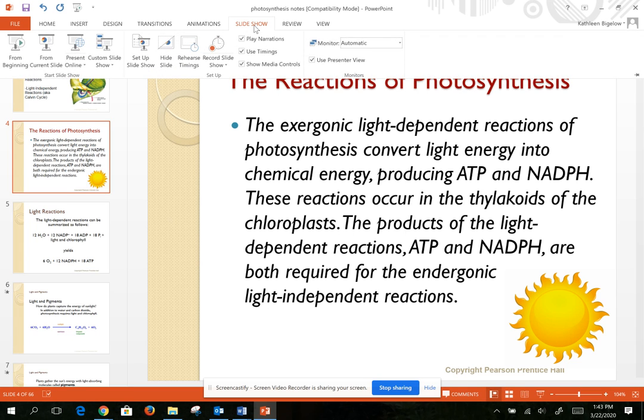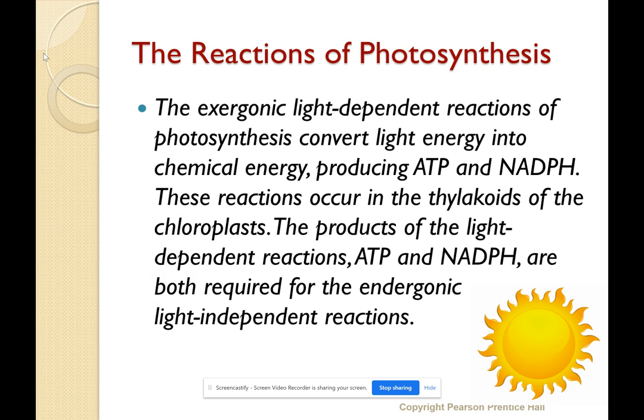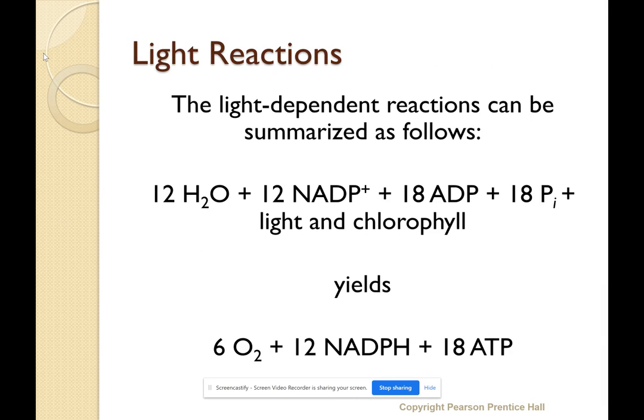Okay, guys, part two of our photosynthesis screencast. This is where we left off on part one, which was just talking about the different reactions of photosynthesis. We are going to start with the light reactions.